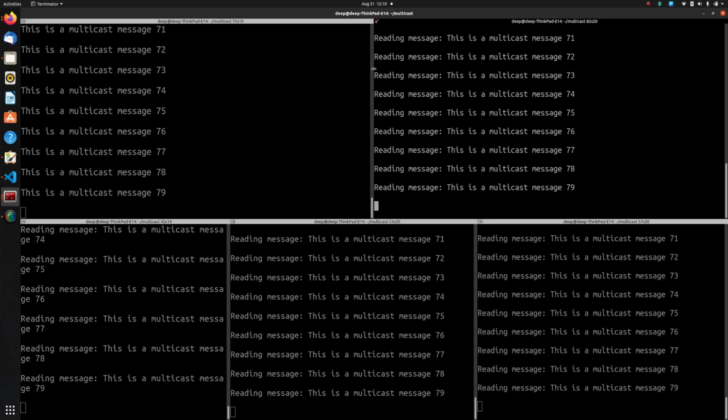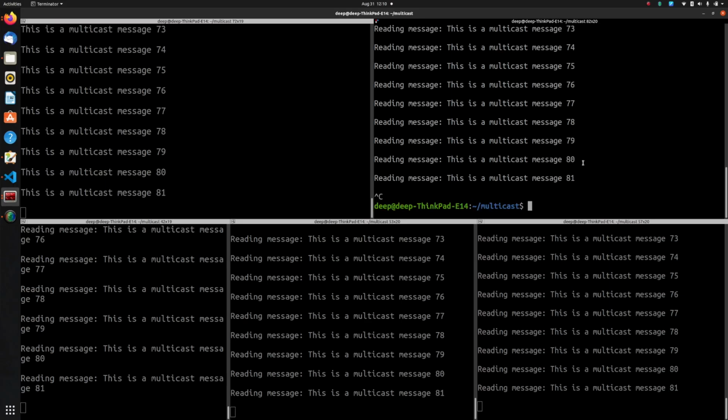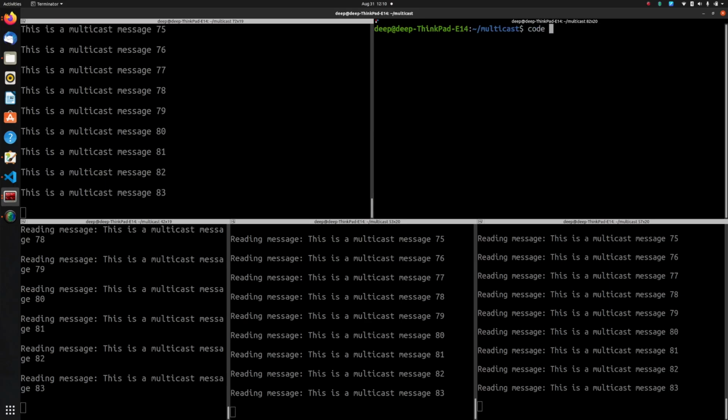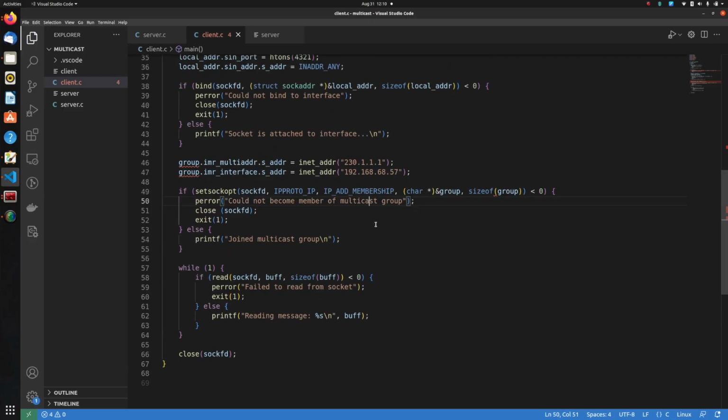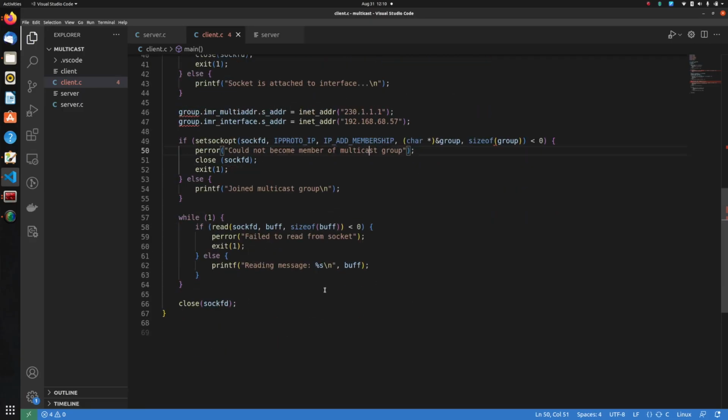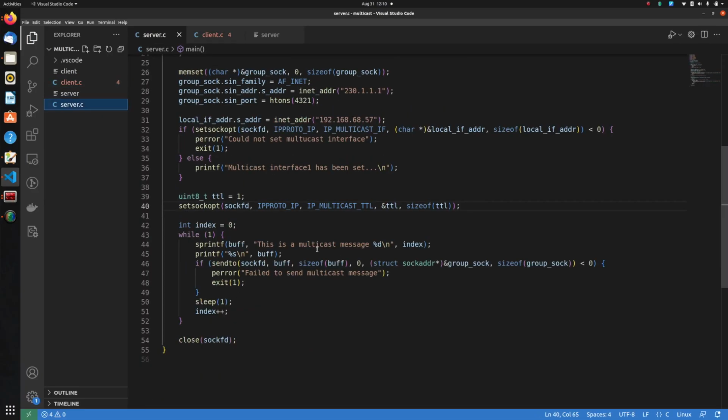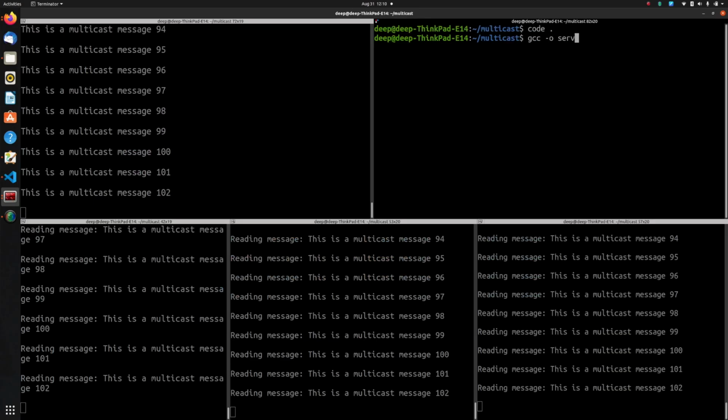So multiple servers or multiple transmitters can transmit to the same group, right? So let's try that as well. What I'll do here is I'll kill this. I will open the server and recompile this server on the fly with a different message. I'll say this is a multicast message from server 2, and let's see what happens now. Let's start this server as well, or this transmitter as well.